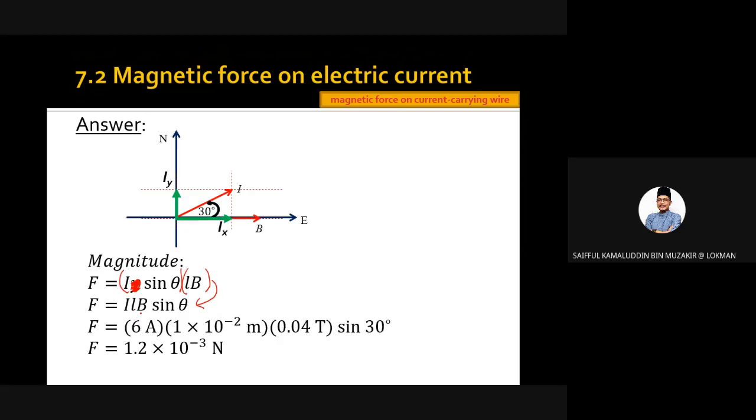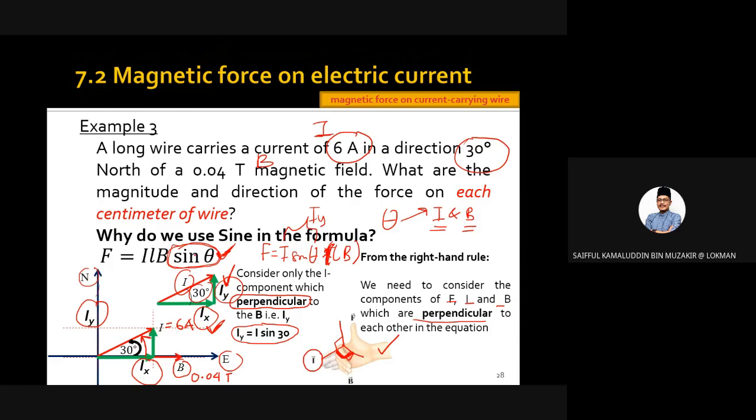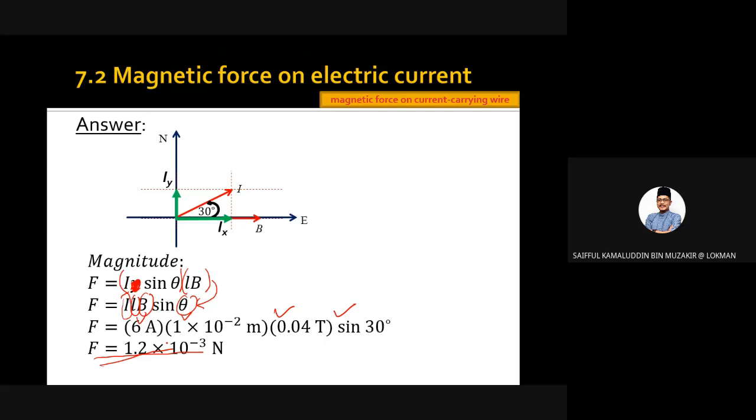Senang cerita sebenarnya, masukkan je formula. Tengok soalan balik. I dah diberi. L dah diberi. B dah diberi. Theta dah diberi. Masukkan je formula sebenarnya. Saya terangkan panjang-panjang tu nak tunjuk kamu daripada mana datangnya sin theta ni. Supaya bila ada soalan-soalan kebat, kamu boleh ikut balik formula yang asal ni. Kamu boleh je masukkan terus. Okay, tapi kamu kena tahulah juga daripada mana asal usul sin. Kenapa saya pakai sin?